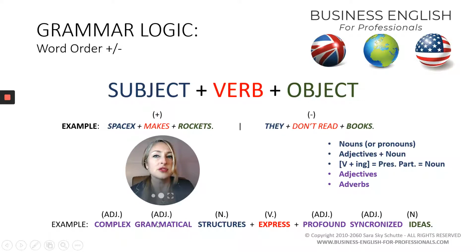Then we add some adjectives: grammatical structures. Okay, complex grammatical structures. Or synchronized ideas, profound synchronized ideas. So you're basically elaborating on your subject and your object with these adjectives, and they come before the main noun. So that's just your basic structure for an affirmative or negative sentence in English.